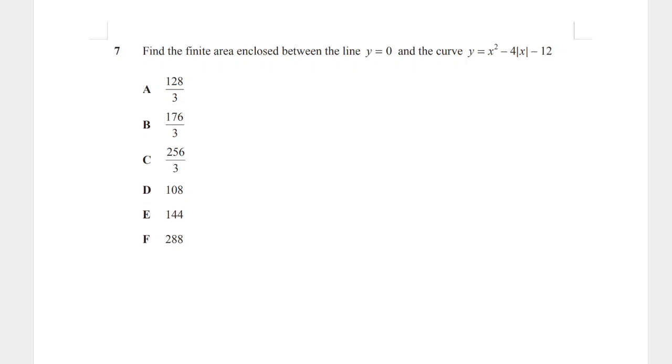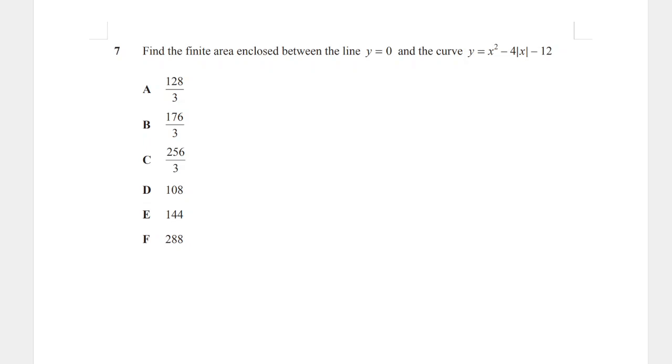Okay, question 7. Find the finite area enclosed between the line y equals 0 and the curve y equals x squared minus 4 absolute value of x minus 12. Interesting. Okay, so for these things, I've done lots of questions on integration. I always draw a graph when there's some dodgy area. All right, so let's draw the graph.